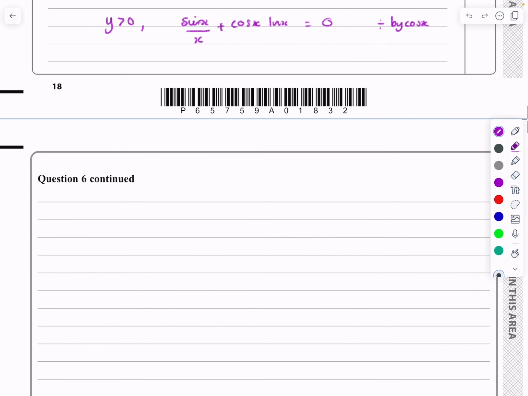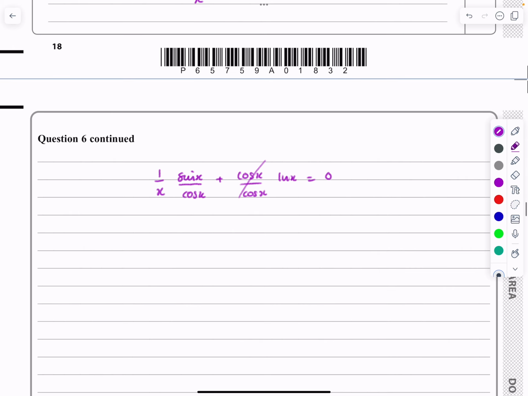Understand that you might miss that step, but if you do that, let's just write it all out. So that's 1 over x times sin x over cos x plus cos x over cos x times log x equals 0. Then that's going to become tan. So I now get tan x over x plus log x equals 0.